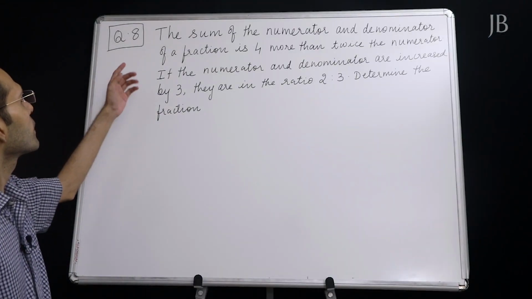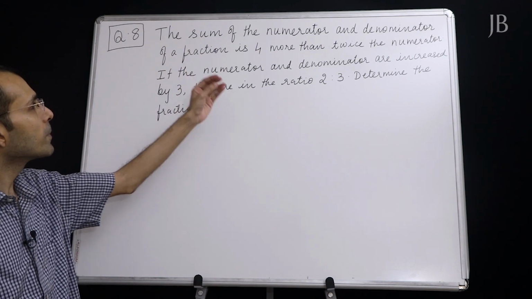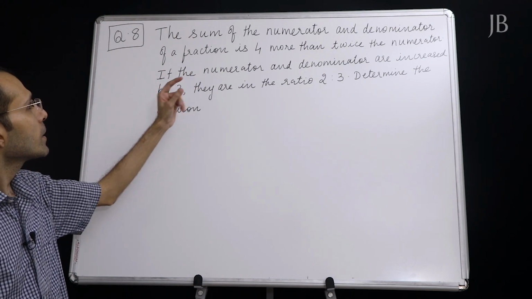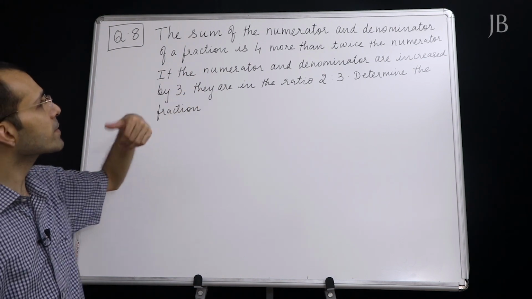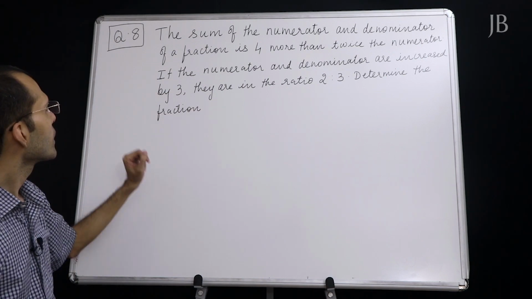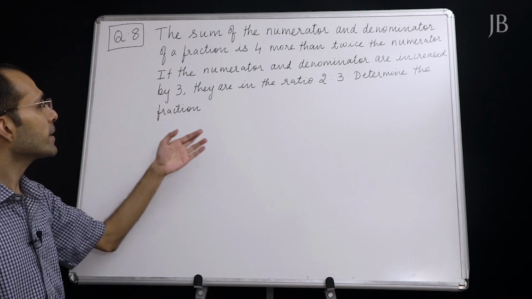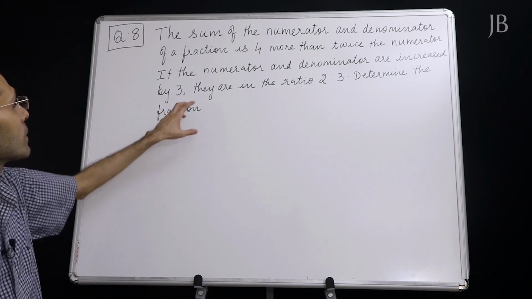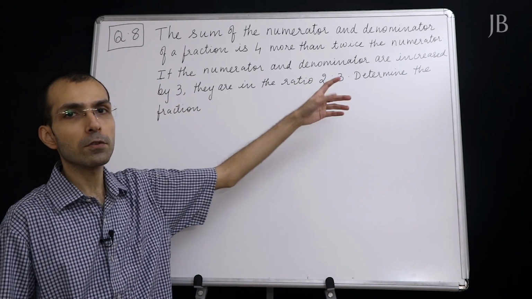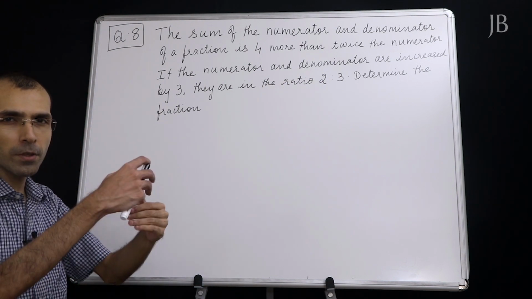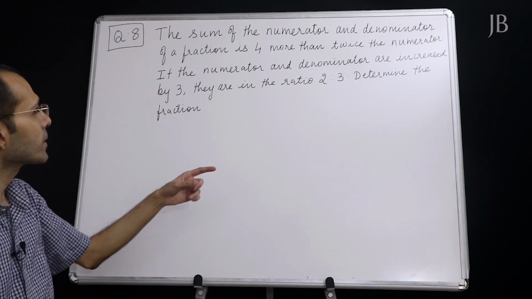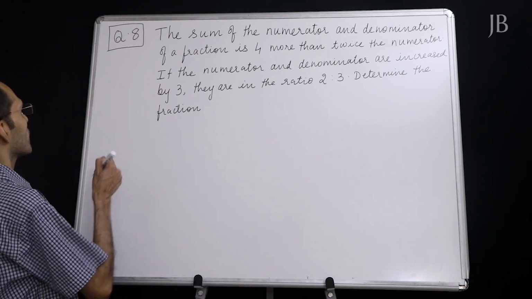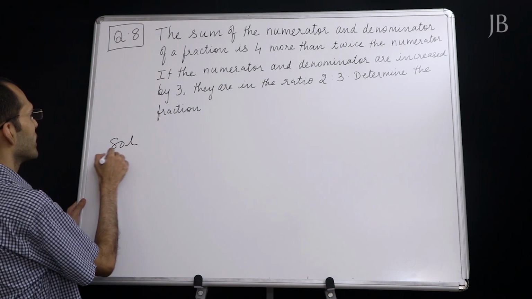Question 8. The sum of the numerator and denominator of a fraction is 4 more than twice the numerator. If the numerator and denominator are increased by 3, they are in the ratio 2 is to 3. That is the ratio of the numerator to the denominator, 2 is to 3. Determine the fraction. That means the original fraction, naturally.